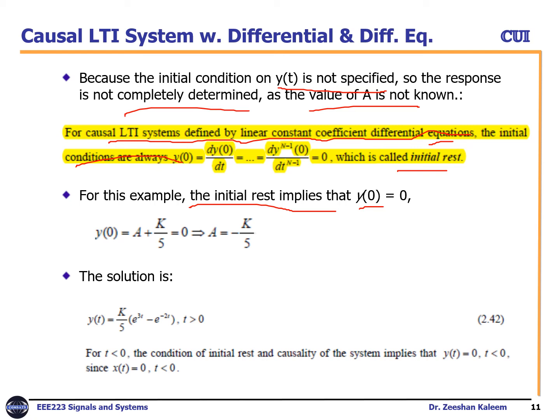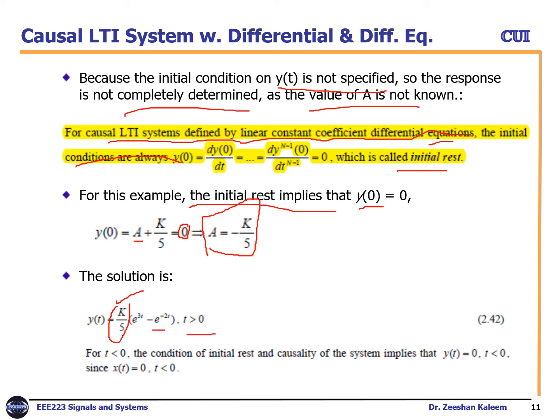So we found the equation on the previous slide, y(t). Now put 0 instead of t. When we put t equals 0, the exponential term becomes 1. So we have y(0) equals a plus k by 5, and y(0) is 0 because it's initial rest. So a plus k by 5 equals 0, which implies that a is equal to minus k by 5. Now we put this in the previous equation, so we have 2k by 5, and taking the common k by 5, it results in e^(3t) minus e^(-2t) for t greater than 0.